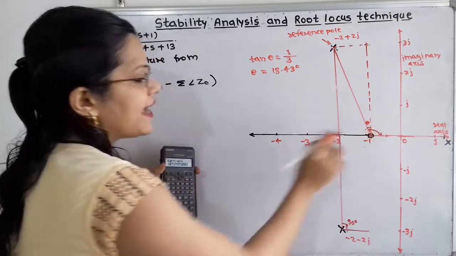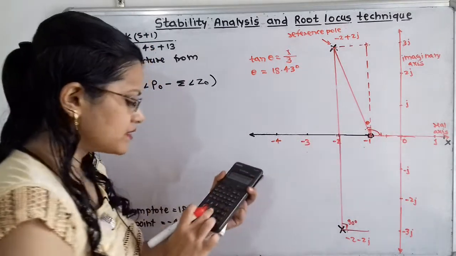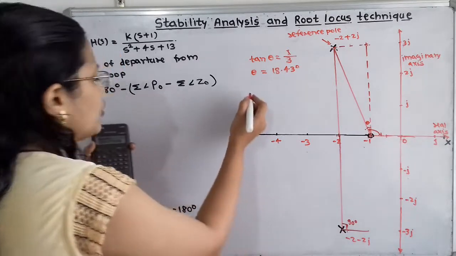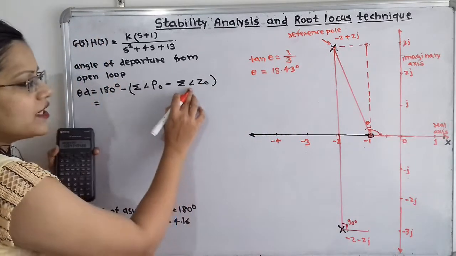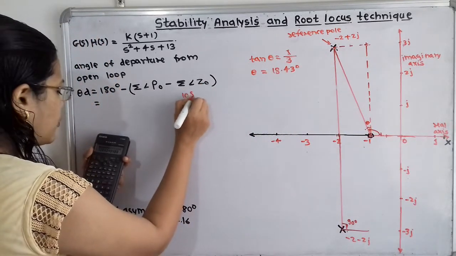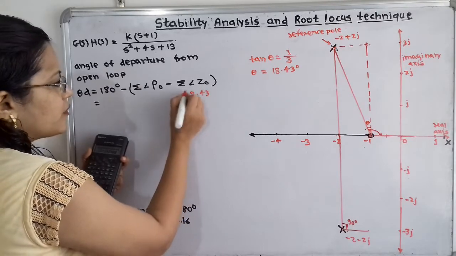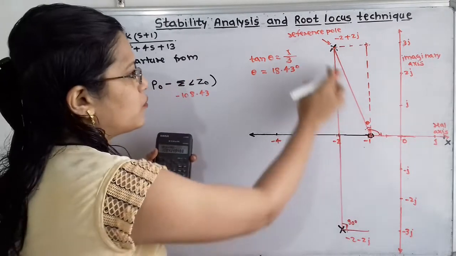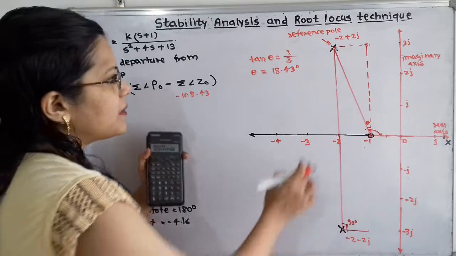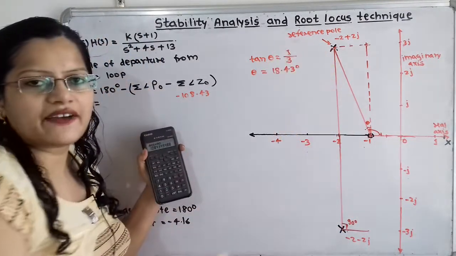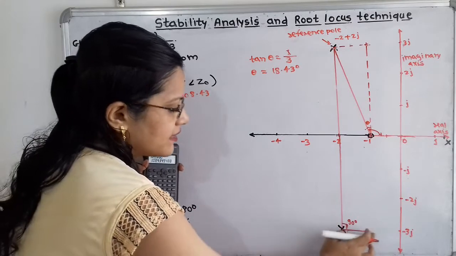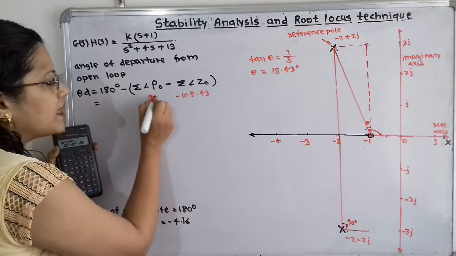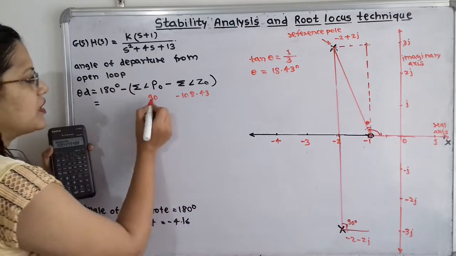So what is the total angle made by this zero? We have to add 90 degrees, so 18.43 plus 90 is 108.43 degrees. So the angle made by the zero with this pole is 108.43 degrees. We have to write this, because there is only one zero, so for this summation we take only one zero. Now, what is the angle made by this pole with respect to this reference pole? With respect to the horizontal line we measure this angle, and it is 90 degrees. Only one pole is there, so we write only one angle.